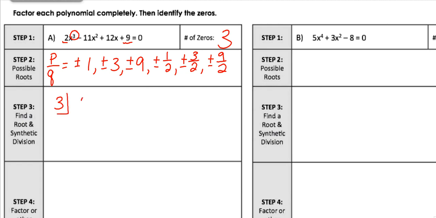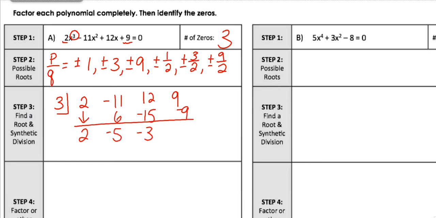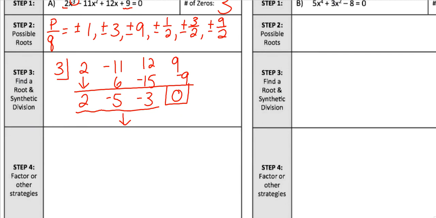So 3 is a solution that I am going to divide out using synthetic division. And again, when I do that process of multiplying and adding, I figure out that indeed the remainder is 0, so that is a factor. And that is going to leave me with the coefficients for my new polynomial. Remember, we were at 3rd degree in the original problem. We've divided out a factor, so now we're down to 2x squared minus 5x minus 3.